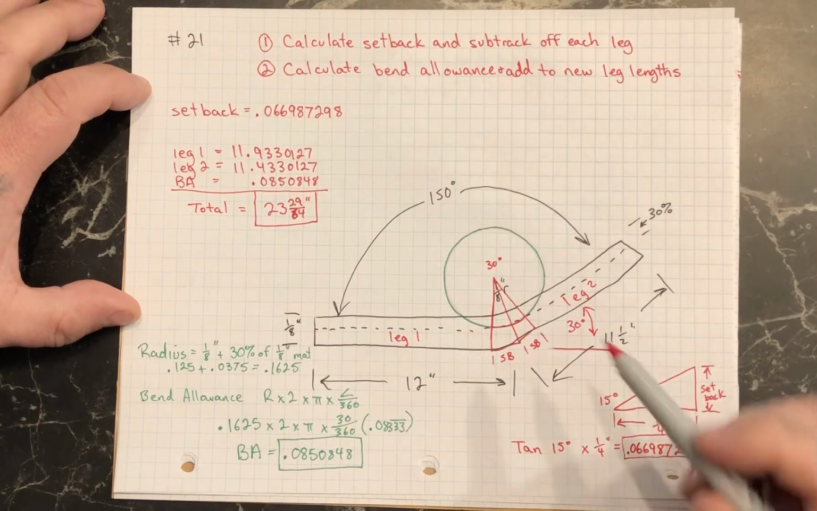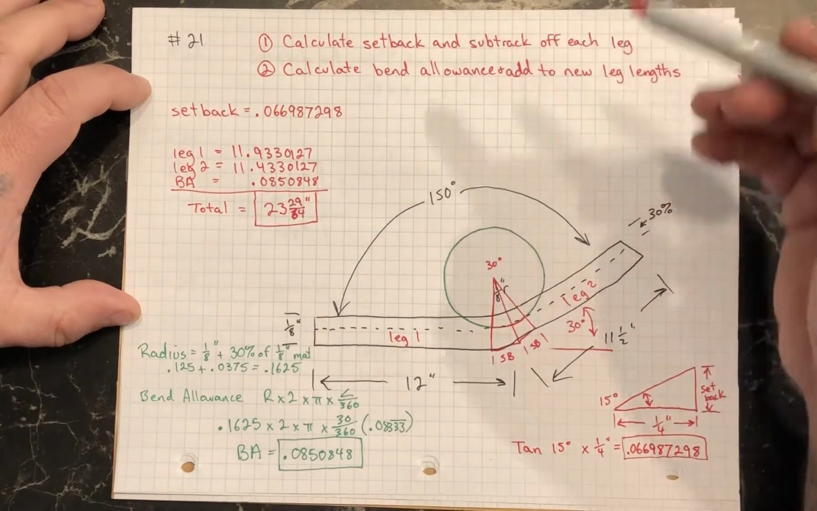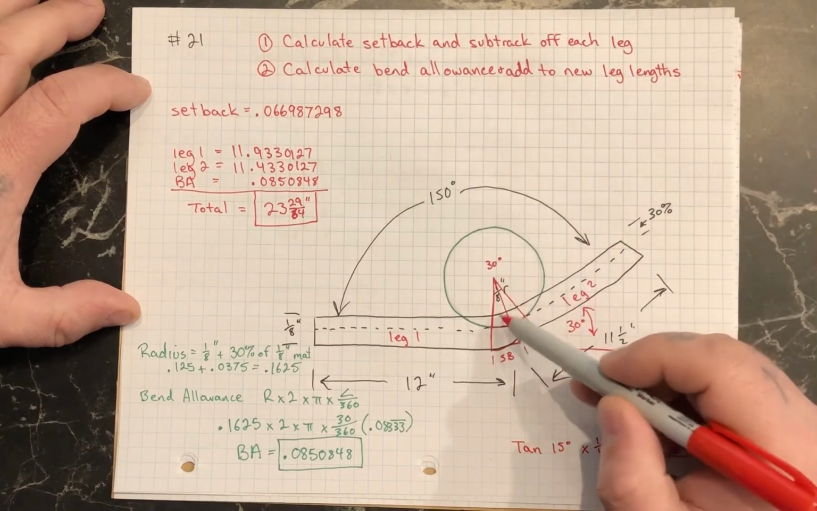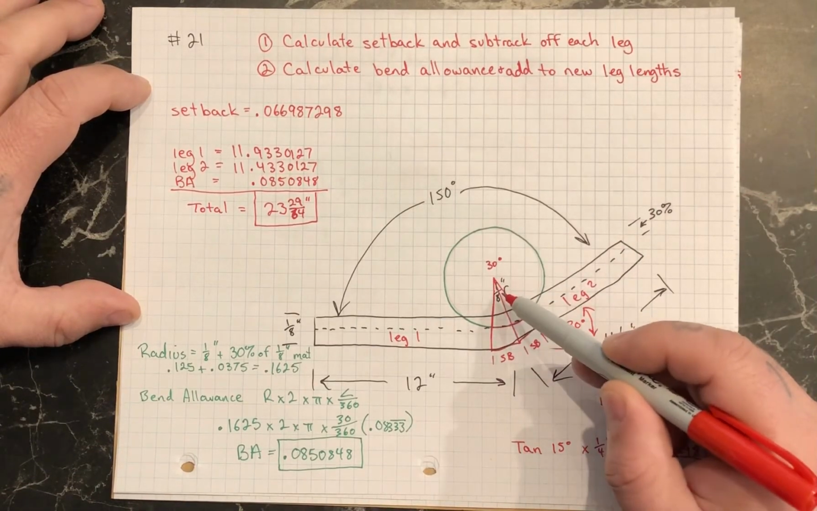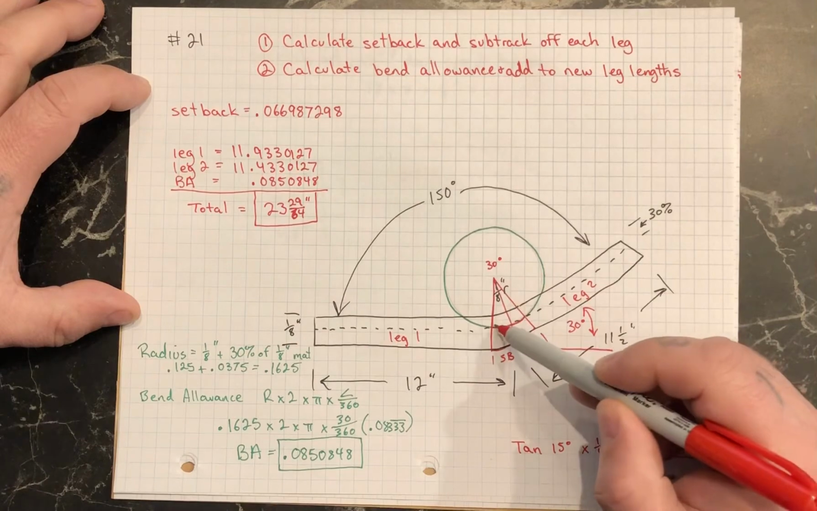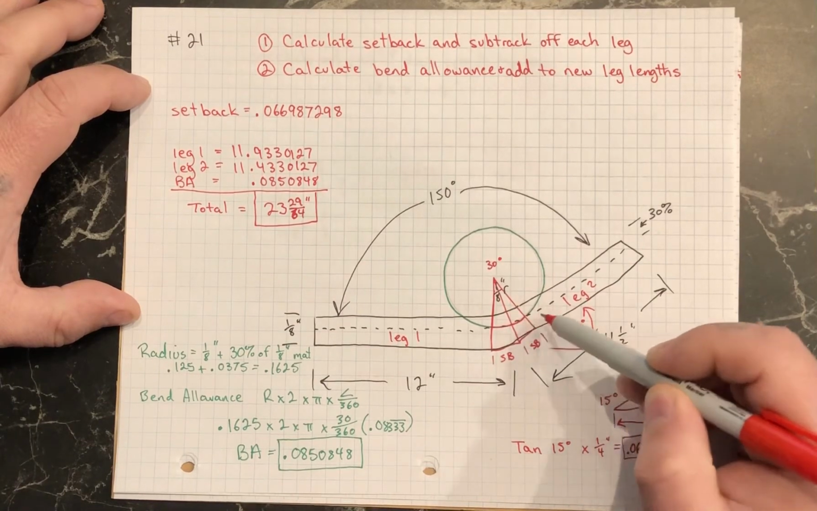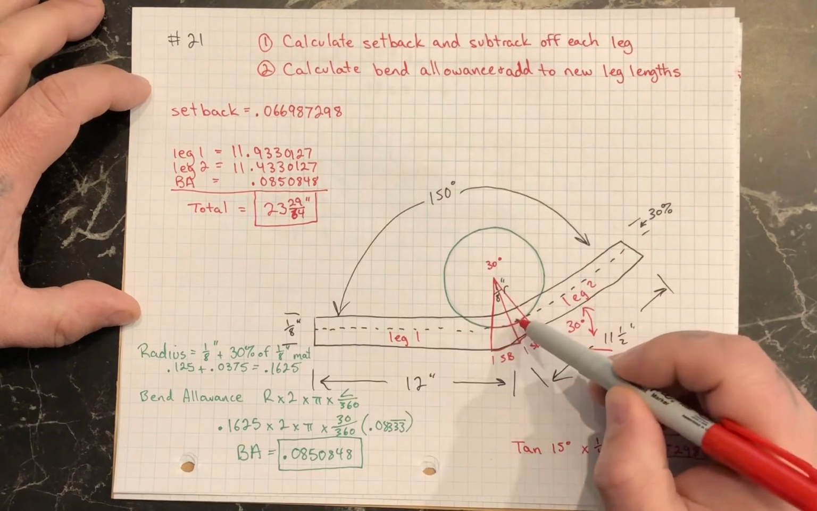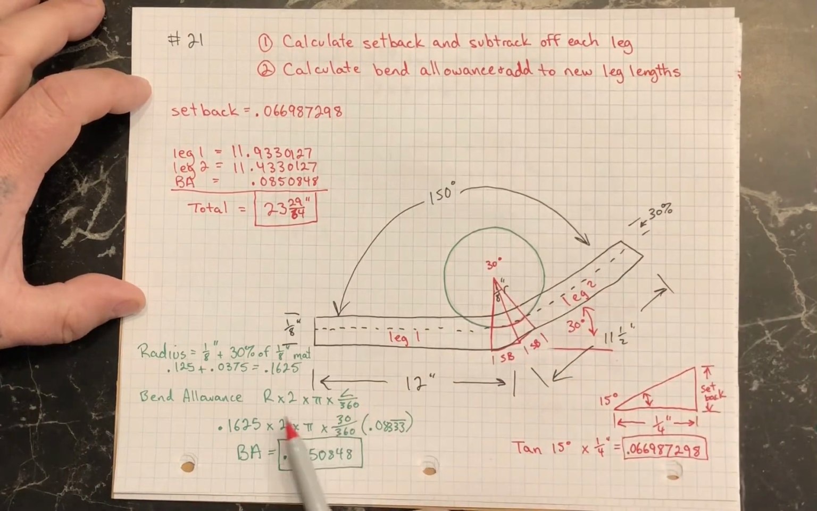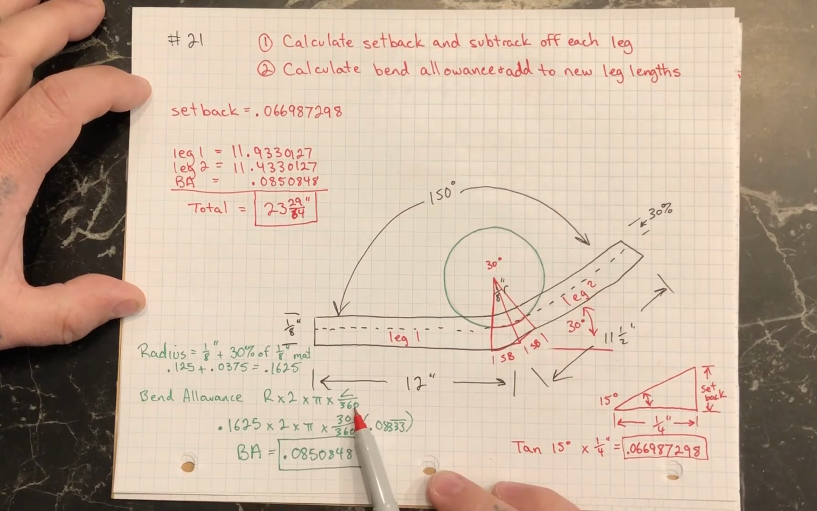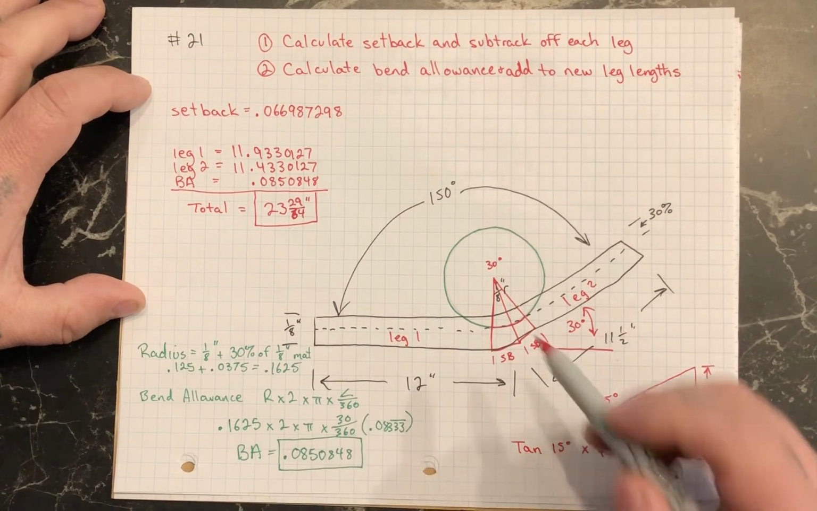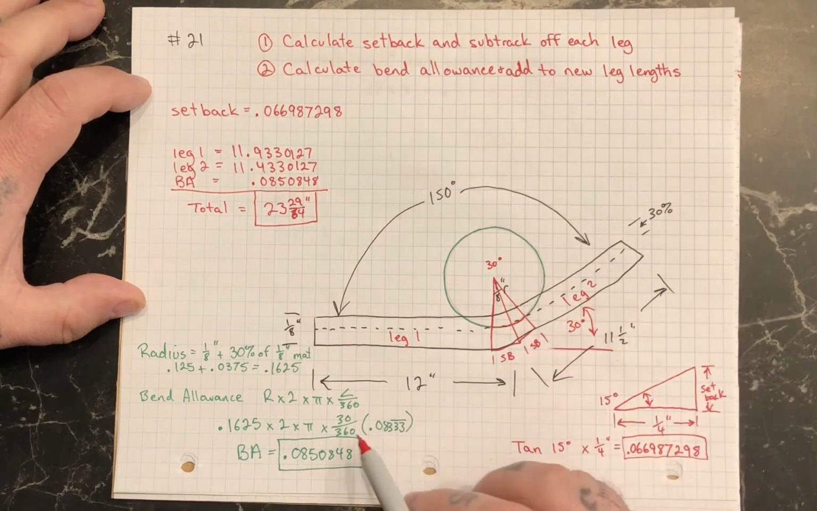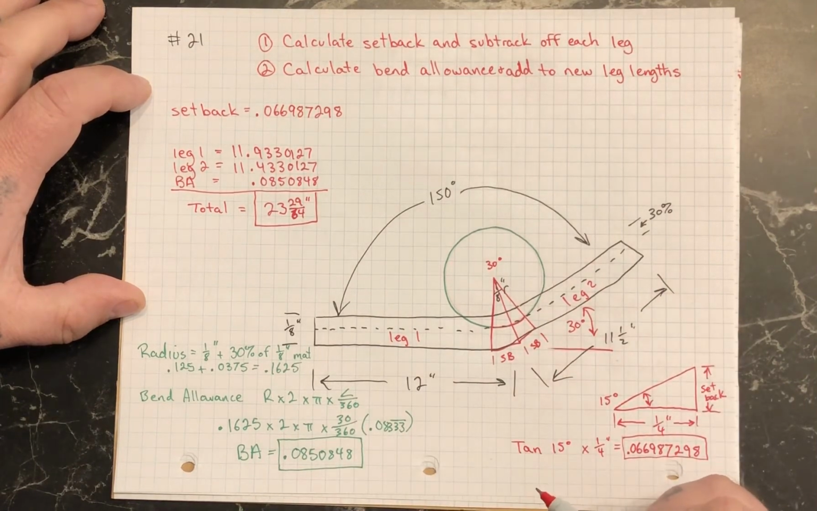Step number two is calculating the bend allowance. If you remember, we're going to use the full angle here, and we're just trying to find this little piece. I drew a green circle to imagine that it's just a portion of a circle. So that's that old formula we've done a million times: radius times 2 times pi times angle over 360. The angle we have here is 30 degrees over 360.